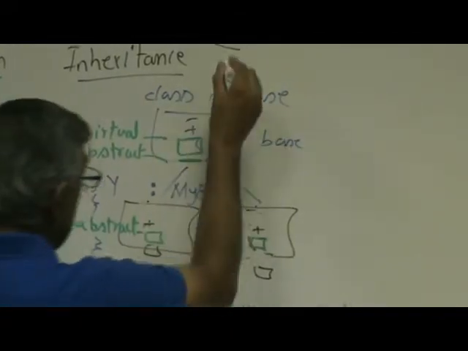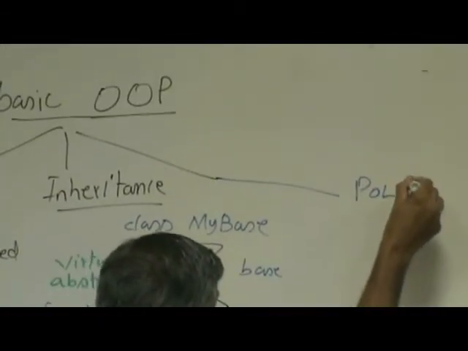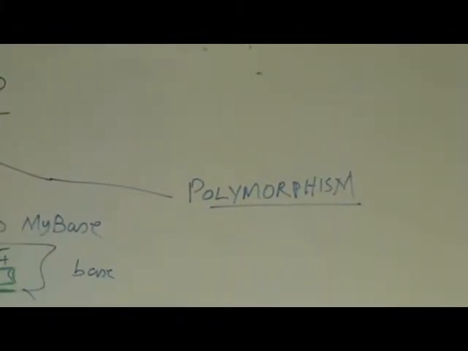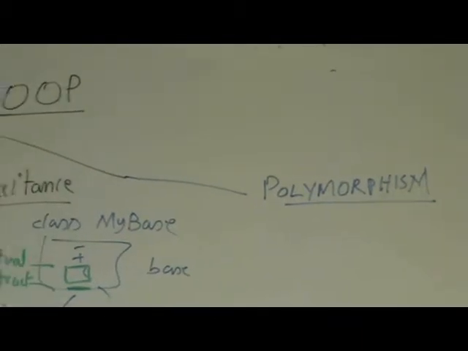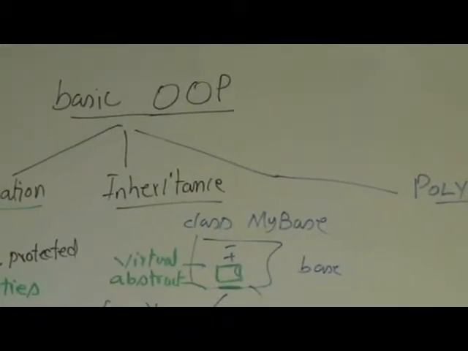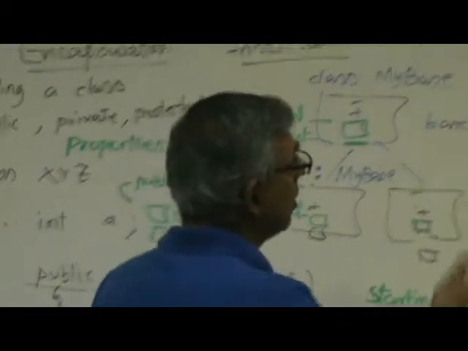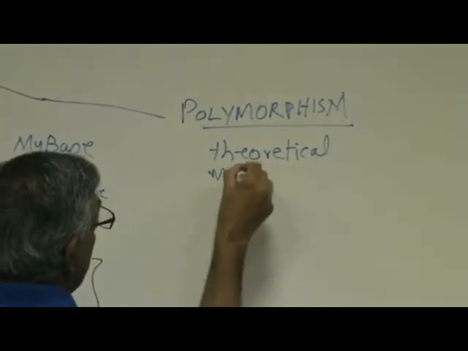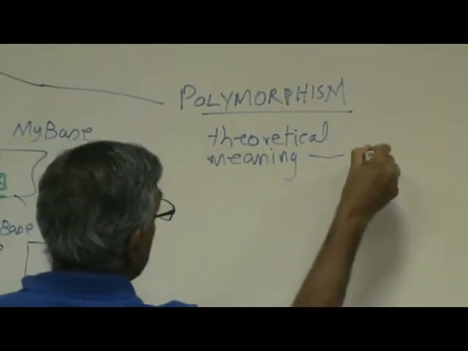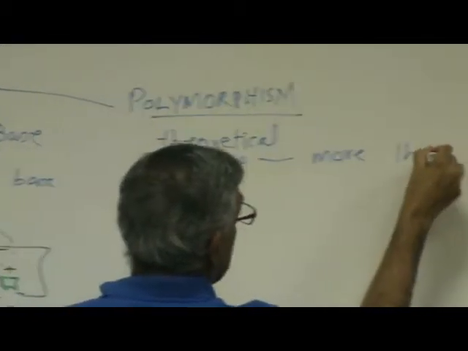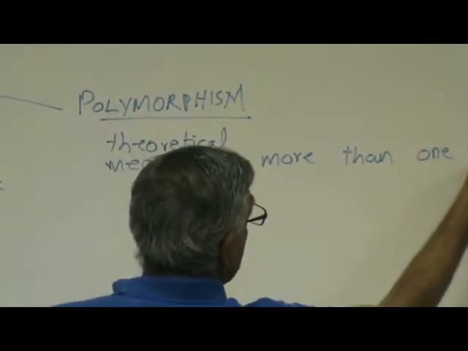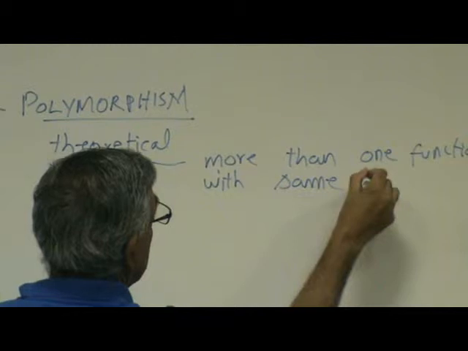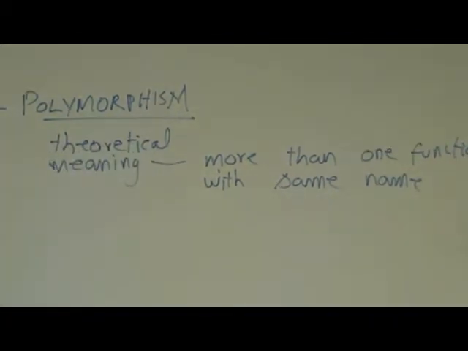And now, last lecture, we were looking at polymorphism. Polymorphism has a theoretical meaning and a more practical meaning. The theoretical meaning was more than one function with the same name, correct? So where does this occur?